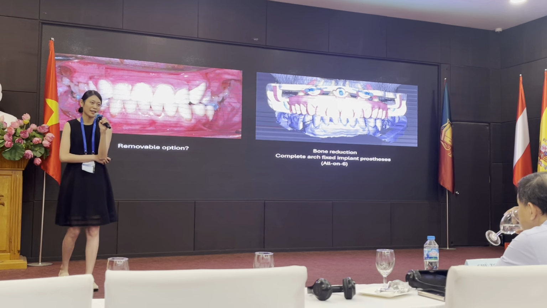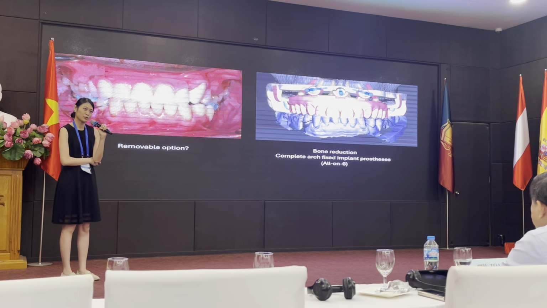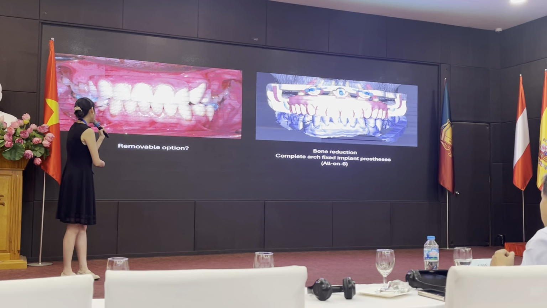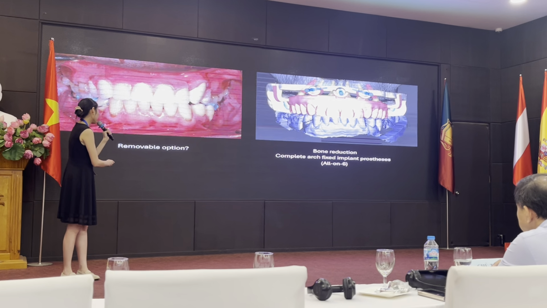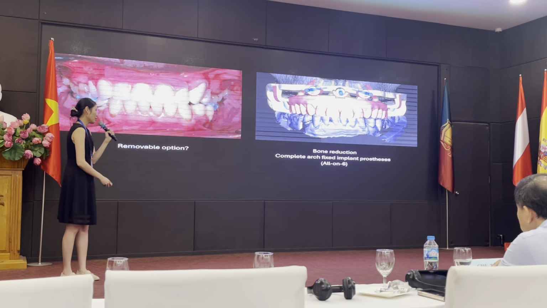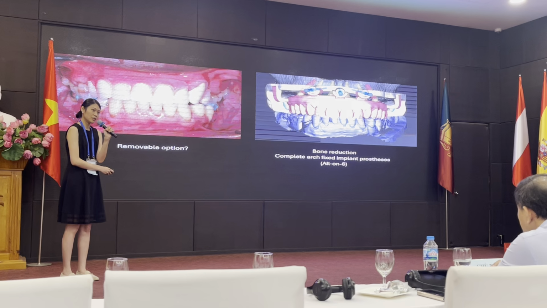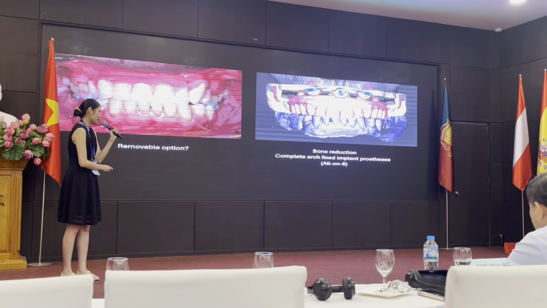And then I went back and had a discussion with the patient about which treatment option we should do. We can either do the removable option, like the patient had, and maybe do some onlays and crowns to level the occlusal plane. Or we can do the bone reduction, because this patient does have a lot of bone. We don't have to do a bone graft. So in this case, we decided we can reduce the bone and do the complete arch fixed implant prosthesis.